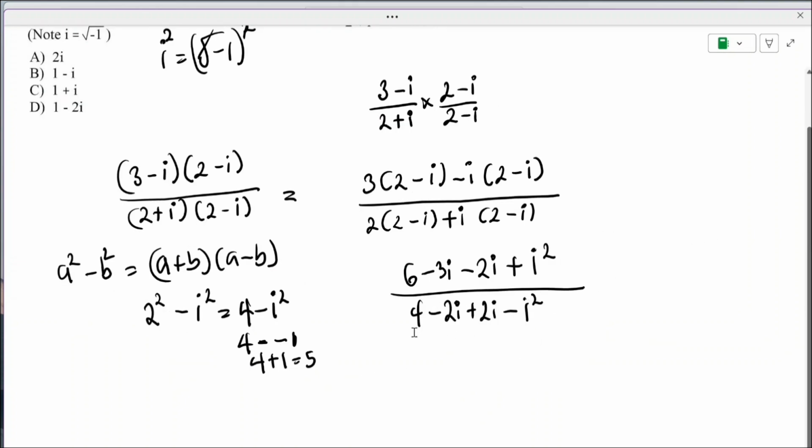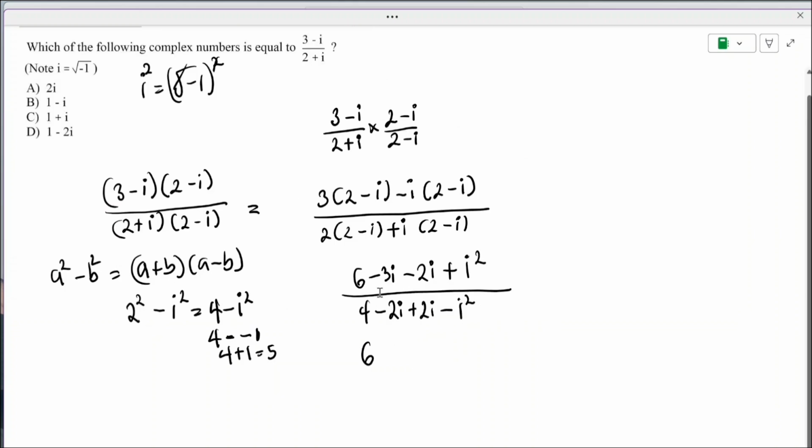Let's go to the numerator. We have 6. Then you have minus 3i minus 2i. These are like terms. It's not like term with this I to the power of 2. This has a power of 2. These other two values have a power of 1. So they are not like terms. Note that. So we have minus 3i minus 2i is like saying minus 3a minus 2a, just like you do in algebra.